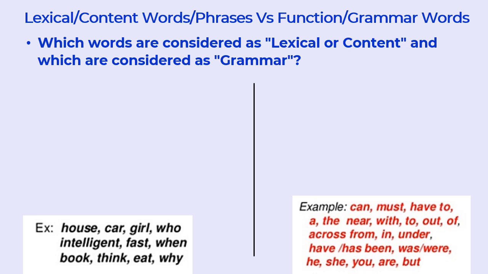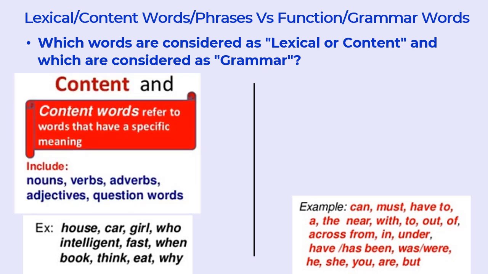Exactly. Words like house, car, girl, who, intelligent, etc. are content words because they carry a complete meaning and they have their own part of speech. They are either a noun, an adjective, an adverb, a verb, or can be a question word. Sometimes in a sentence, having just these content words alone can still make people understand you.